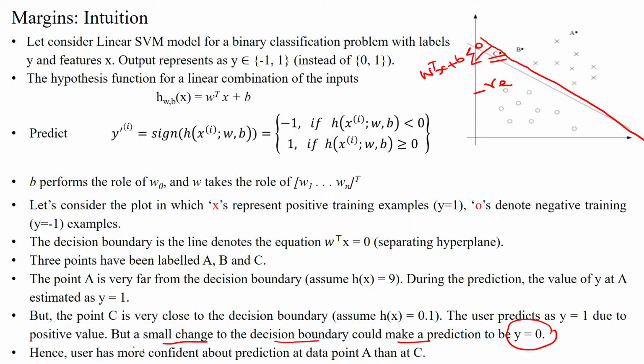So the user should be more confident about the prediction at data points A and C. Whenever you change the hyperplane position, there is the possibility of changing the data point's class. So this allows the user to predict the class for each and every data point.